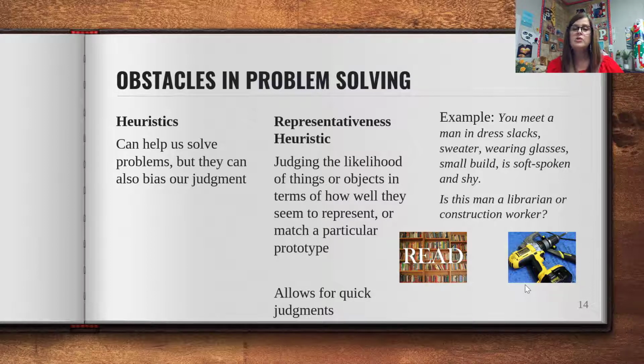So if you were to see a person on the street and you meet a man and they're dressed in slacks and they have a sweater and they're wearing glasses and they're not very built, they're rather small build and kind of soft-spoken and shy. If I were to ask you if that person were a librarian or a construction worker, based on the prototype in your mind of what a librarian might look like, you would probably say that it's a librarian and not a construction worker. And that's what we call a representative heuristic, judging the likelihood of things or objects in terms of how they represent a particular prototype.